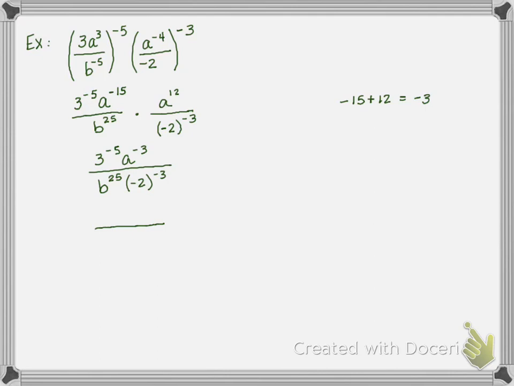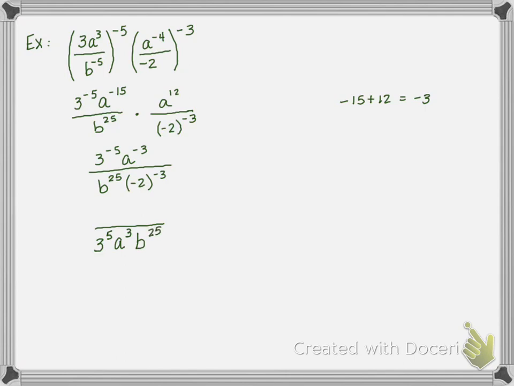So if I have 3 to the negative 5th, that's got a negative exponent, which means it's going to come down to the denominator with a positive exponent. So that's not an a, it's a 3, 3 to the 5th. And then I have a to the negative 3rd, which again has a negative exponent, so it's going to come down to the denominator with a positive exponent. B to the 25th has a positive exponent, so it stays where it is, which in this case is in the denominator.